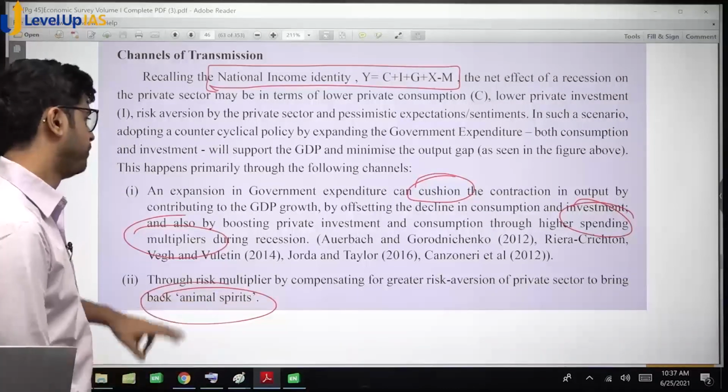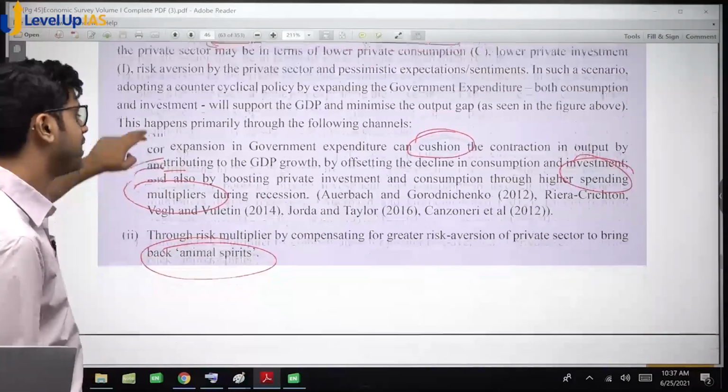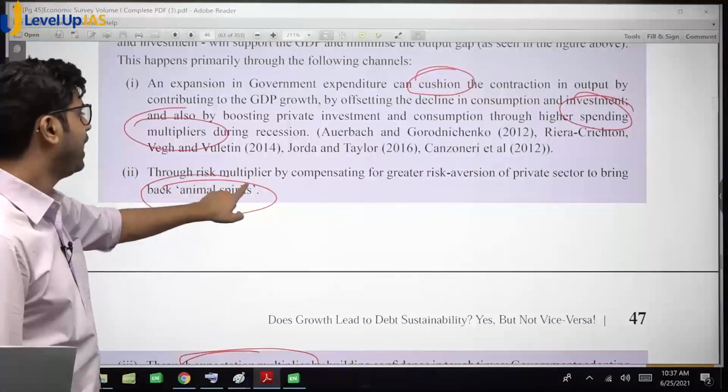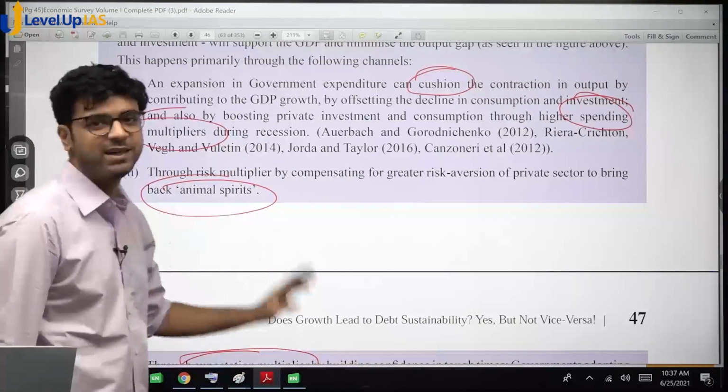Okay, this is one. And these are all economists. Their research is all very high level and we are reading from there. Through the multiplier, by compensating for the greater risk aversion of the private sector, to bring back animal spirits. Now this is very funny.